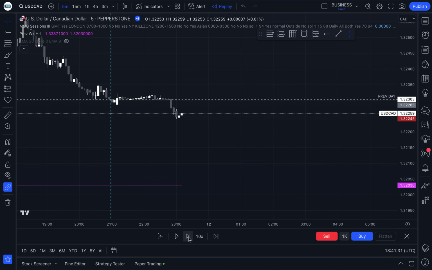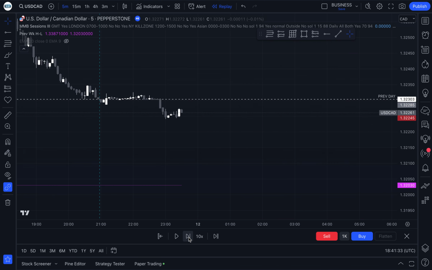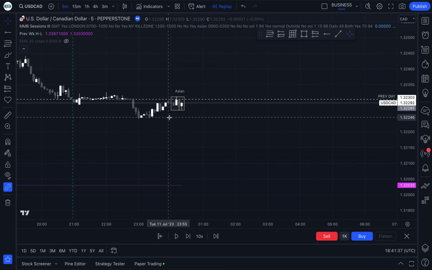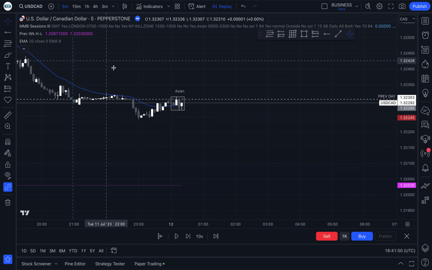Our trading day starts for the Asian session at 12, so between 12 to 3. It began here at 12. One other indicator I use during the trading session is the EMA, so I'm going to turn that on, the EMA at 20. Alright, so let's go.